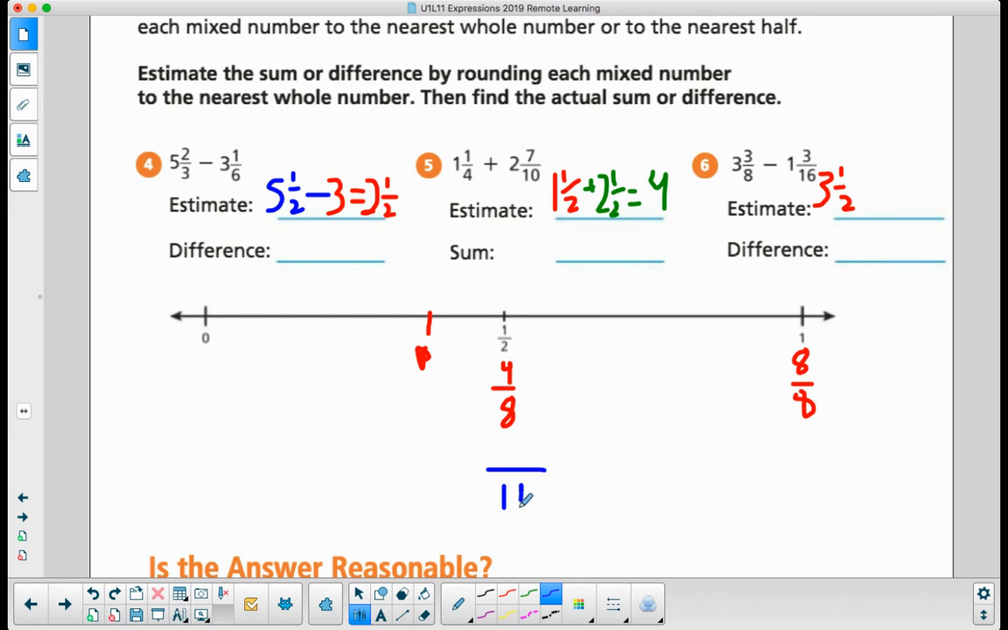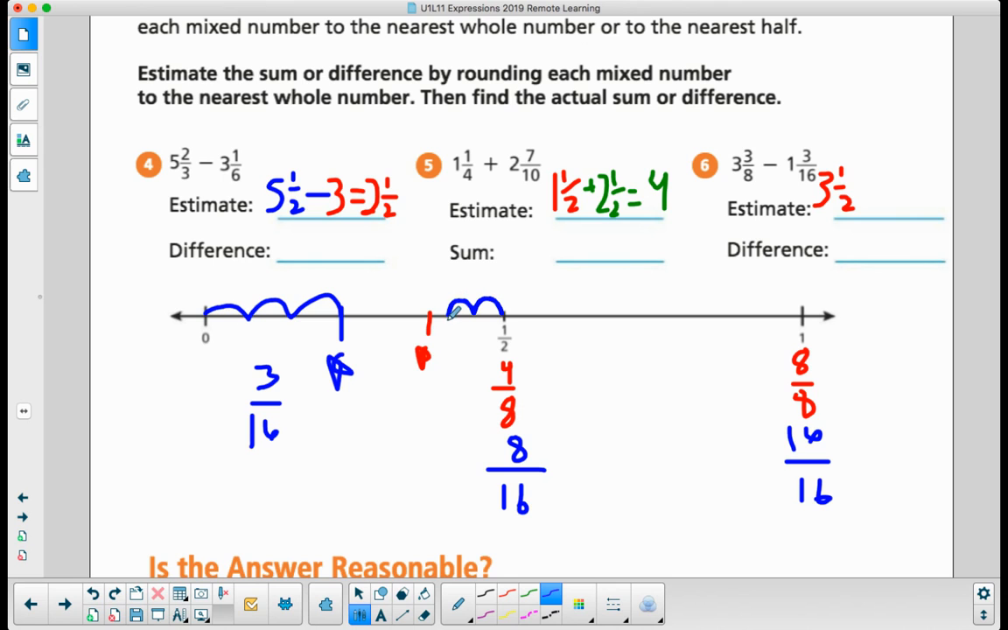Half of 16 is 8. A whole in 16ths is 16. 3/16 is somewhere in here. 1/16, 2/16, 3/16 is 3/16 from 0.